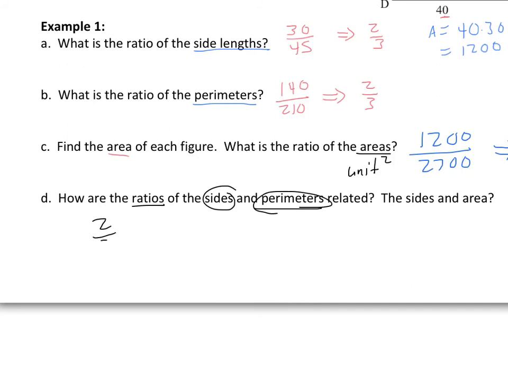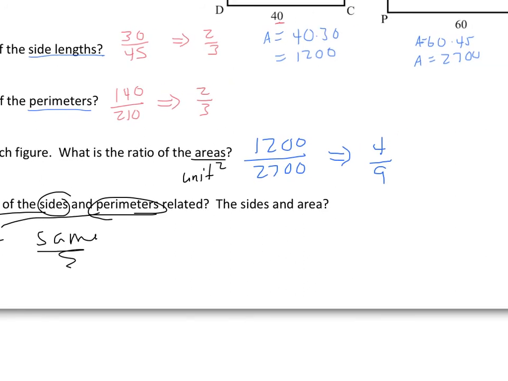Notice that was 2/3 and 2/3. They are the same. Okay, and that's because the units are the same. But sides and areas, well, that's different. That I would have 2/3 and I would have 4/9.